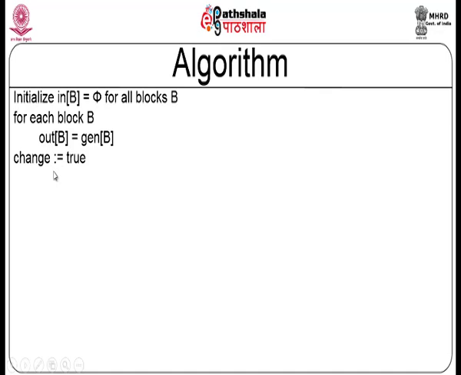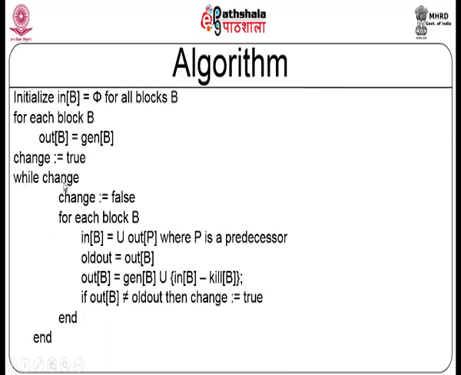Now you are going to use a flag variable called change, and you assume it is going to be true. Now what do you do? While change, that is, as long as this parameter is true, you reset it to false here. Now for every block B, you compute in of B equal to the union of out of P, where P is a predecessor block, and you assign old out equal to out of B. Based on the assumption that out of B is gen union in minus kill, you have computed in here, right. This in minus kill is already supplied, gen is also already supplied, so you will compute a new out.